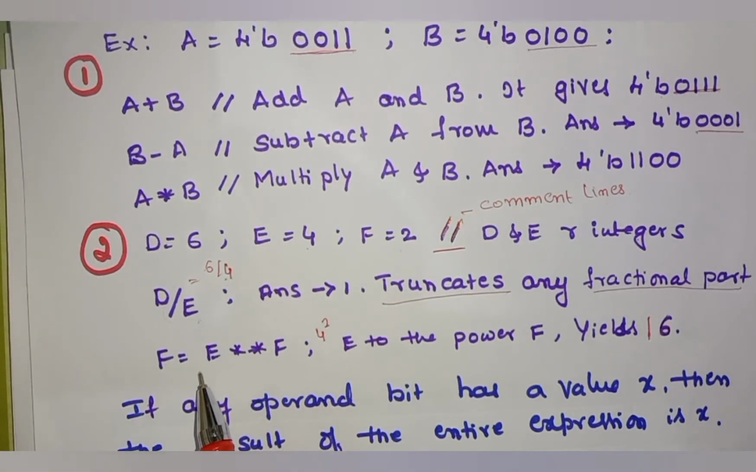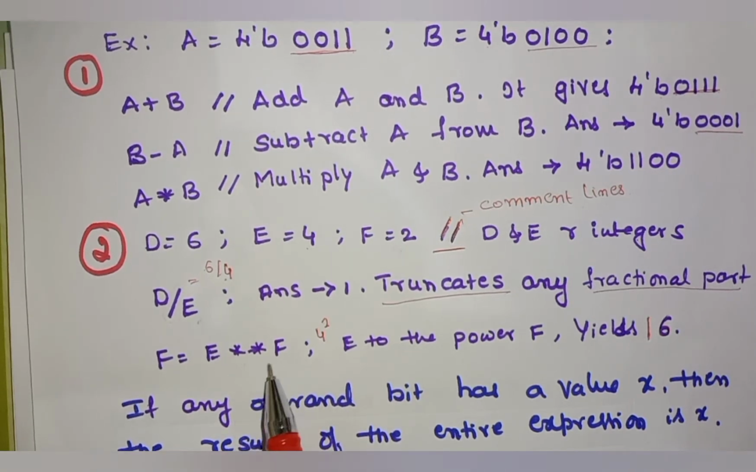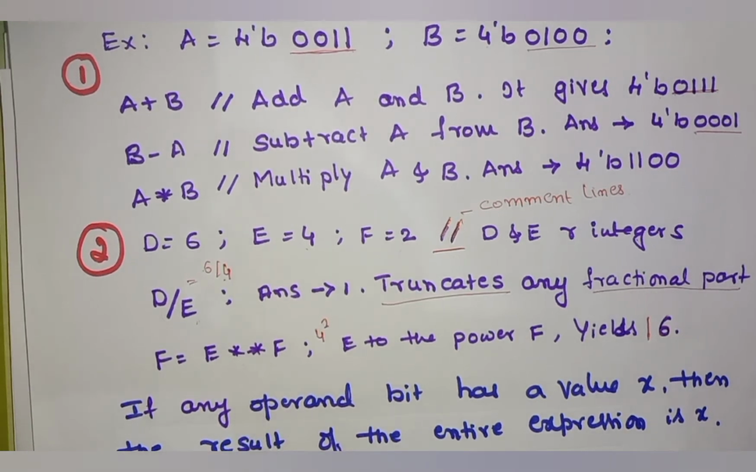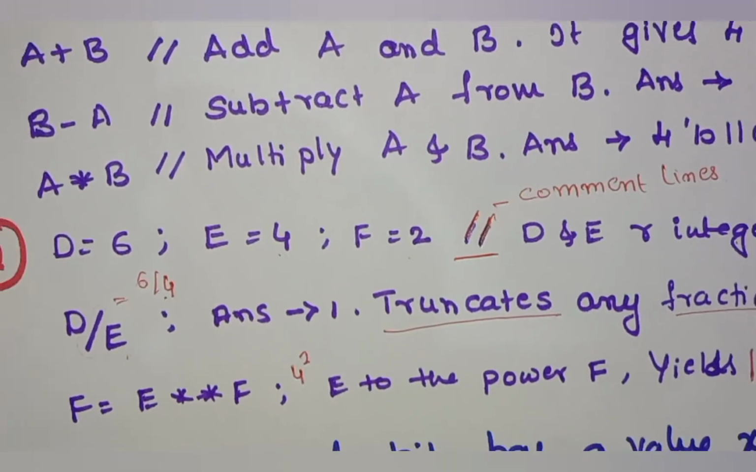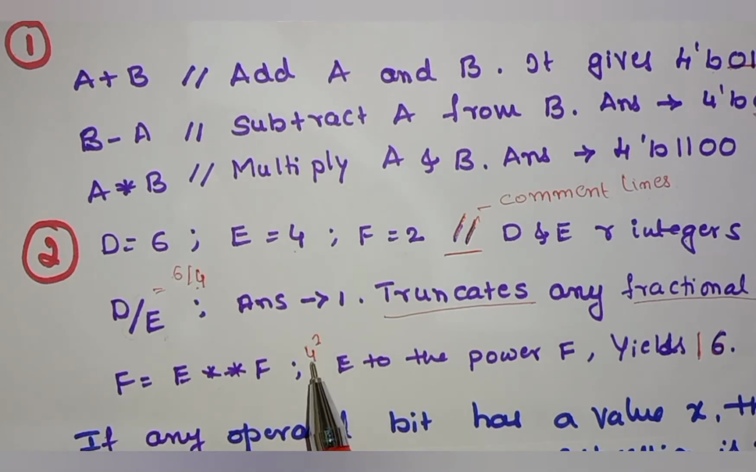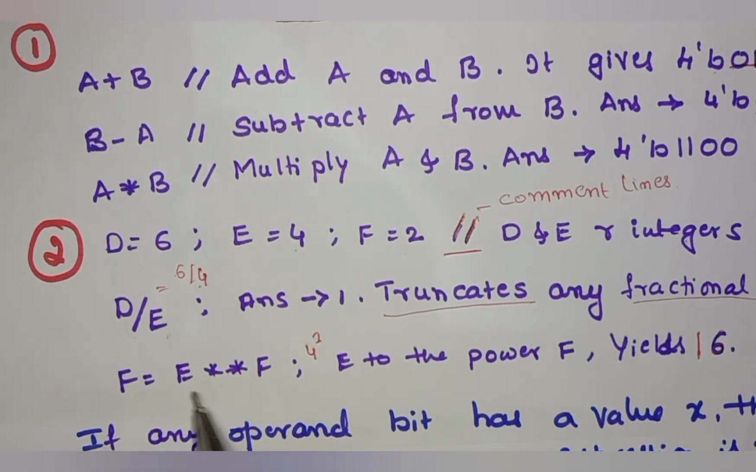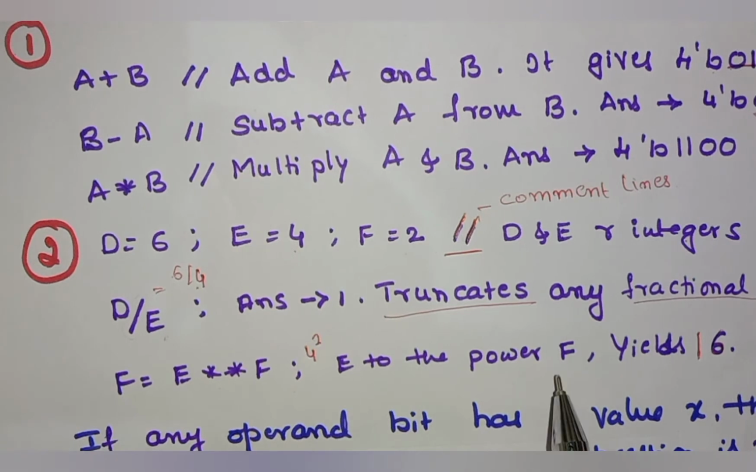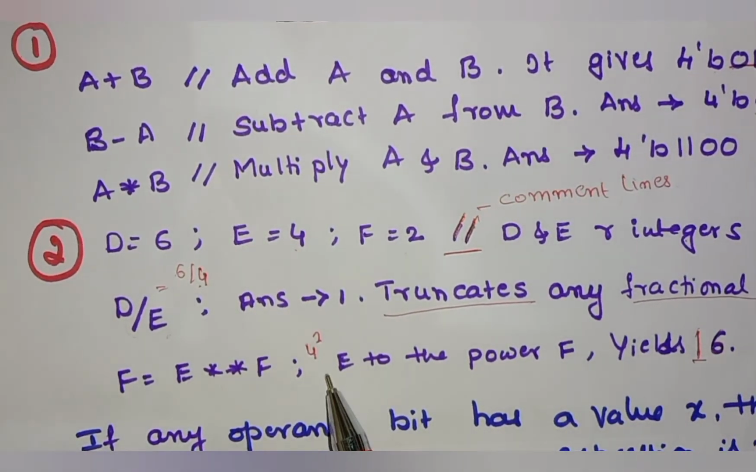Okay, and next, f is equal to e double star f. Double star is used for the power. So e double star f is nothing but 4 to the power of 2, that is e to the power of f. What is e? e is equal to 4. And what is f? That is 2. e to the power of f yields 16. Correct? 4 is multiplied 2 times.